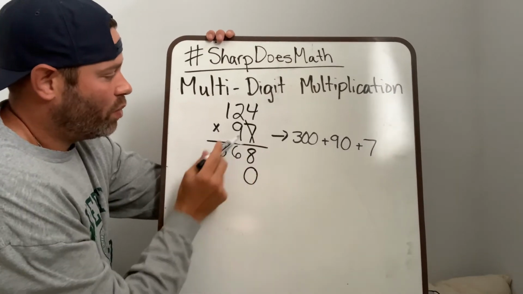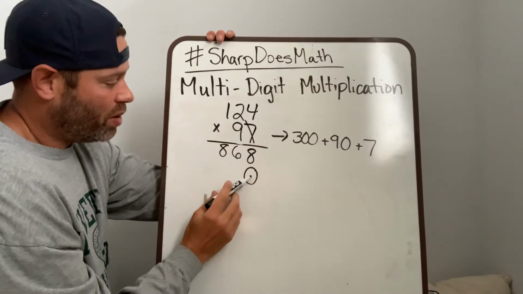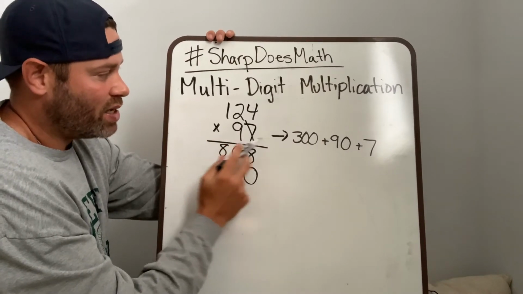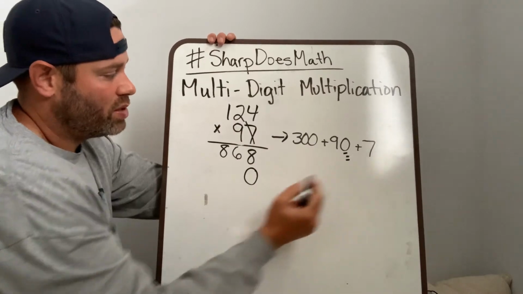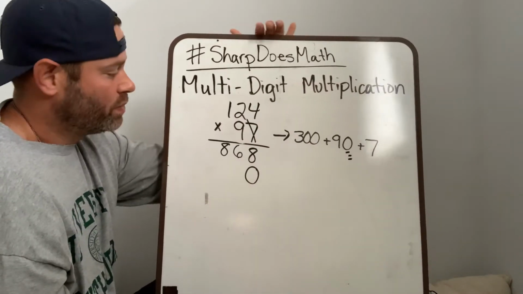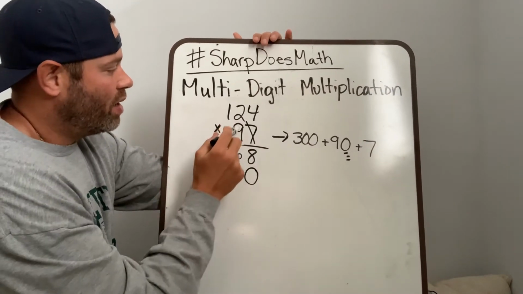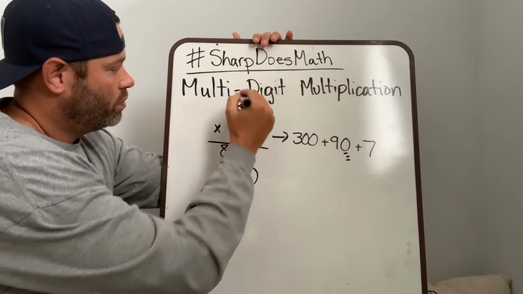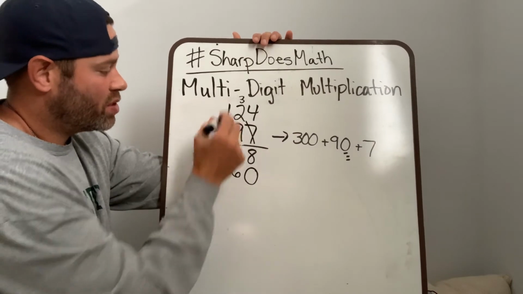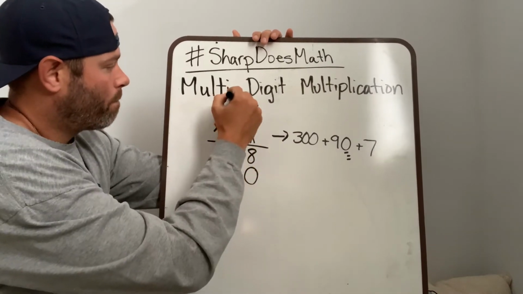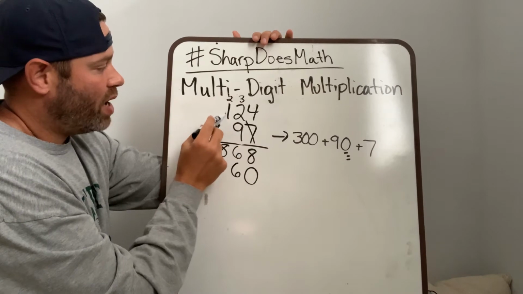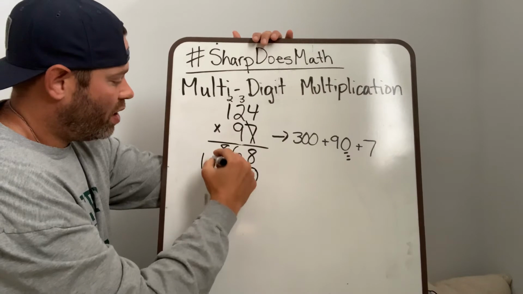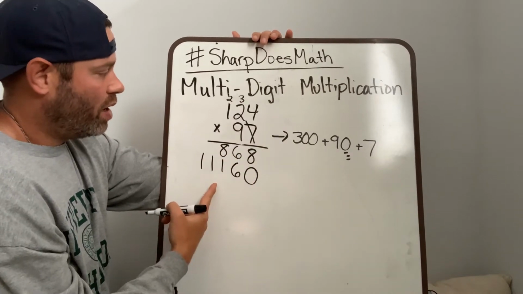So when you cross off this 7, you're done with it. Put your placeholder 0, and you're putting 1 there. Your next number is 90, so you only need that one 0 right there. Now I'm going to multiply by 9. 9 times 4 is 36. 9 times 2 is 18, plus 3 is 21. 9 times 1 is 9, plus 2 is 11. Nothing to carry, so we're going to put it there.